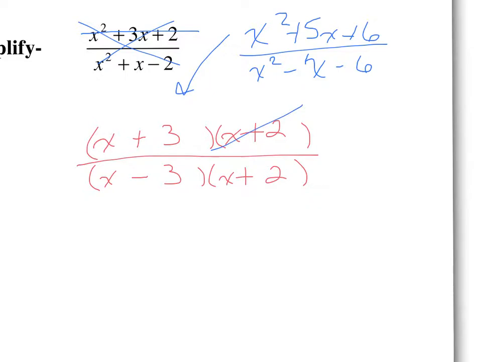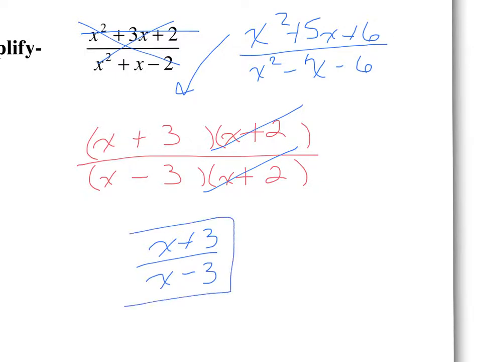And it looks like the x plus 2's will cancel. So we're left with x plus 3 over x minus 3. Again, don't reduce these. If it didn't reduce off back here, it isn't going to reduce down here. You cannot reduce off terms, only whole factors.